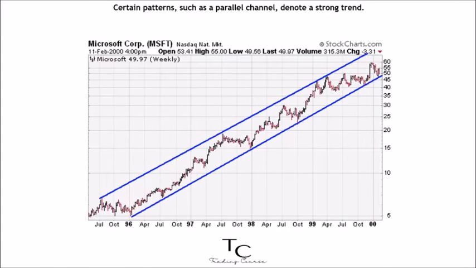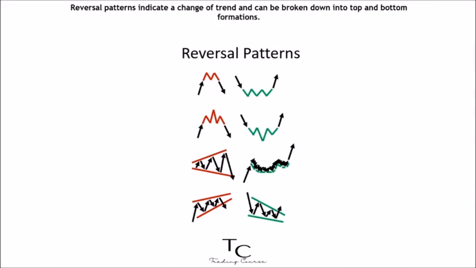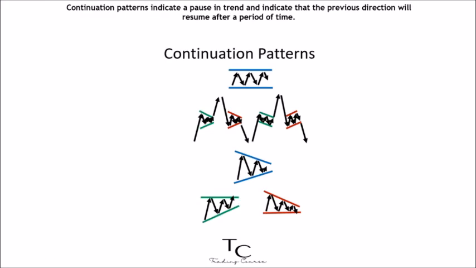Certain patterns, such as a parallel channel, denote a strong trend. However, the vast majority of chart patterns fall into two main groups: reversal and continuation. Reversal patterns indicate a change of trend and can be broken down into top and bottom formations. Continuation patterns indicate a pause in trend and indicate that the previous direction will resume after a period of time.